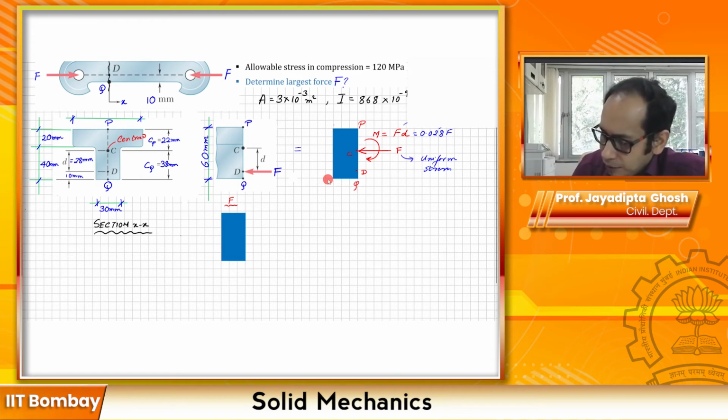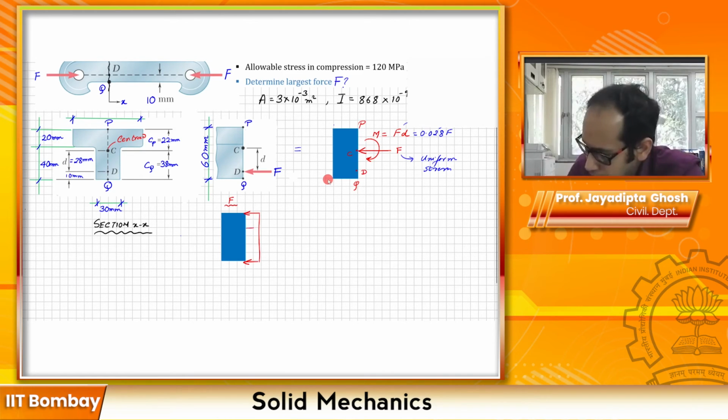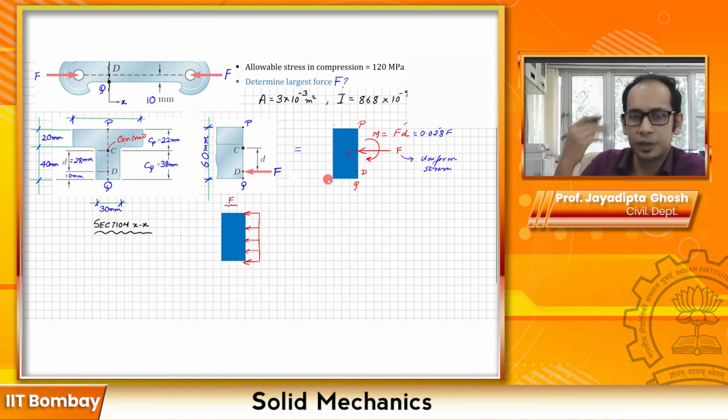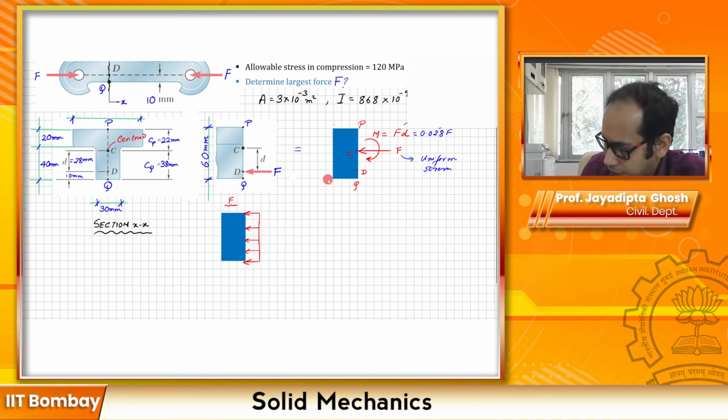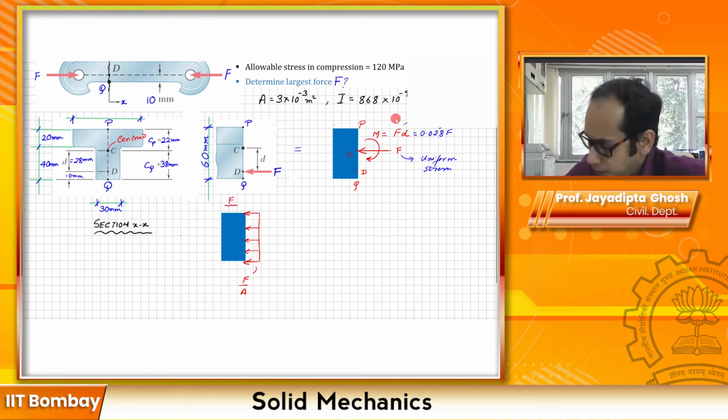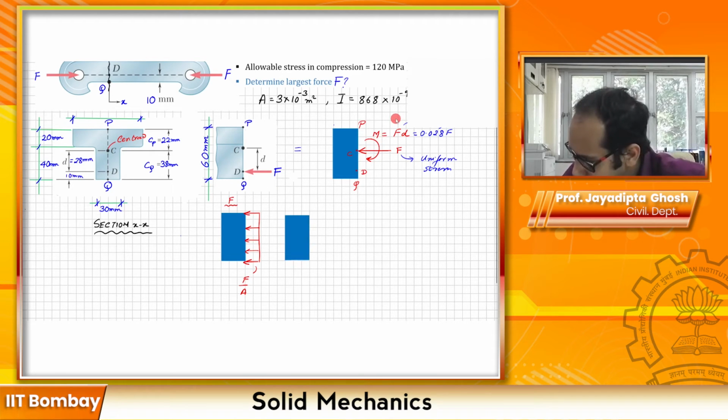So due to F, I am going to get F divided by A, that is the area of cross section. So this is nothing but F divided by A. And the other one, the bending, is due to M. So let me draw another cross section. This is due to your M.